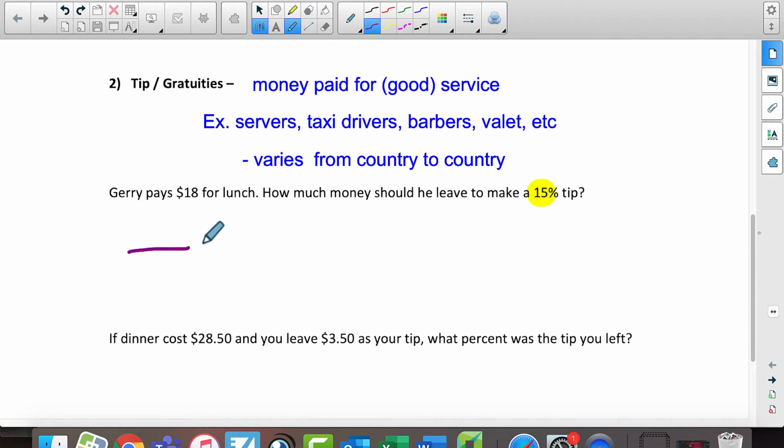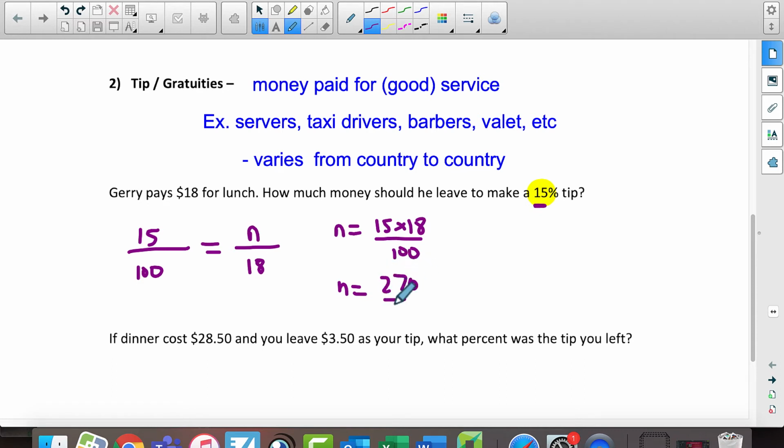Hey, it's a percent question, and we can always put 100. Do we have a percent? Yep, right there. We want to know 15%. 15% of 18. Is 18 the whole amount or just part? That's the whole amount. That's how much you're tipping on. I'll put n in here, and we cross multiply. n equals 15 times 18, and then divide it by 100. Well, 15 times 18 is 270, and we divide it by 100, so you get 2.7.